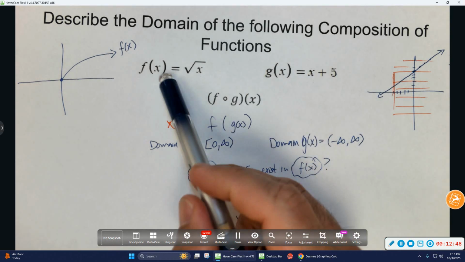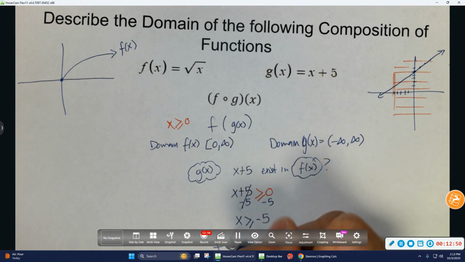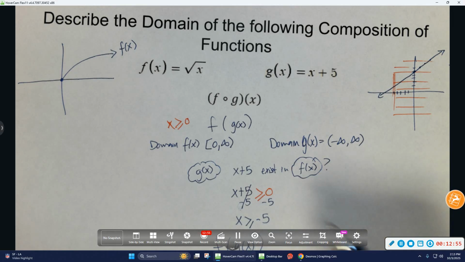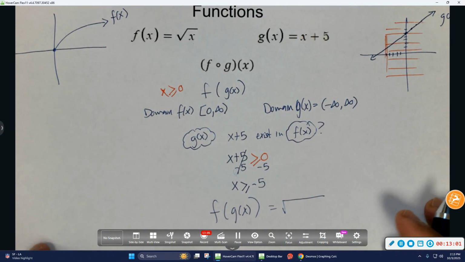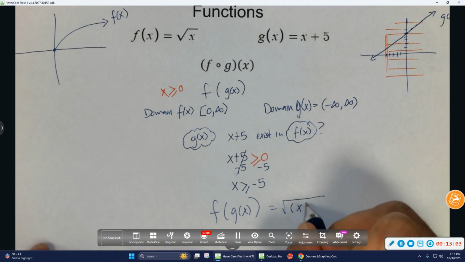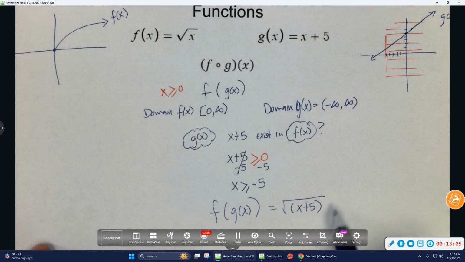When I compose these functions together, f of g of x will look like this. The f function will be the square root function. And inside of the square root, I'm going to replace it with g of x, which in this case is x plus 5. This is what the equation looks like when it's composed of one another. So let's graph that. Right? In our previous example, we were able to graph things and we were able to see how that was true. So let's look at this.